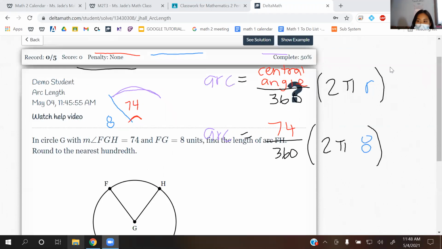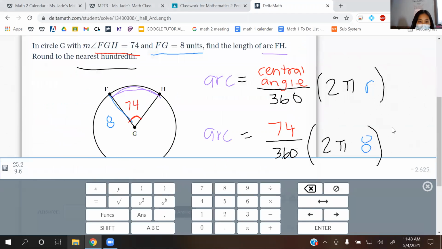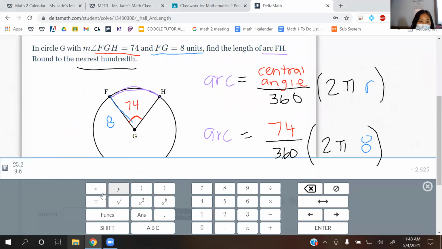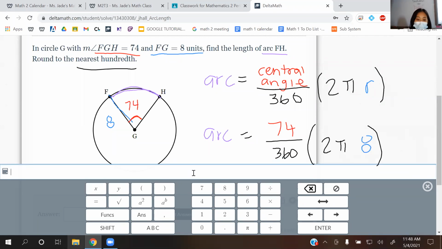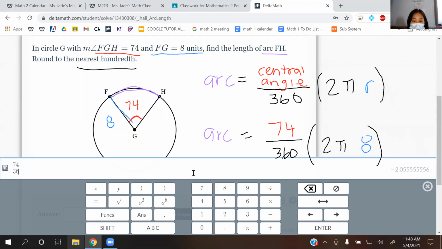So let me go pull up that calculator. There we go, and then clear all that. 74 over 360 times 2 pi. Pi is right here on the calculator. Okay, and then once we type that out, we get, let me write it out, 10.332.